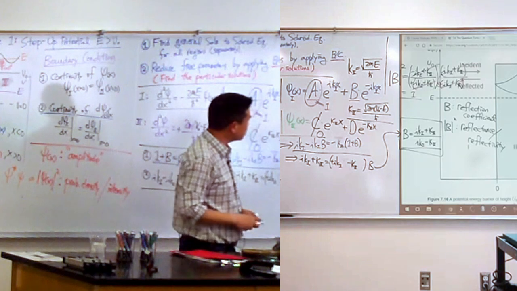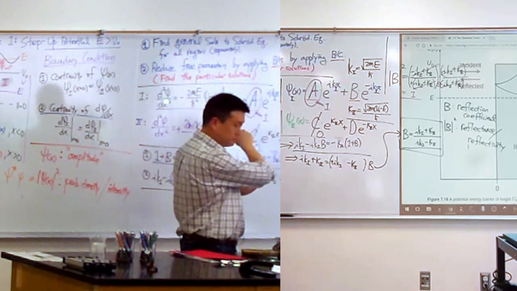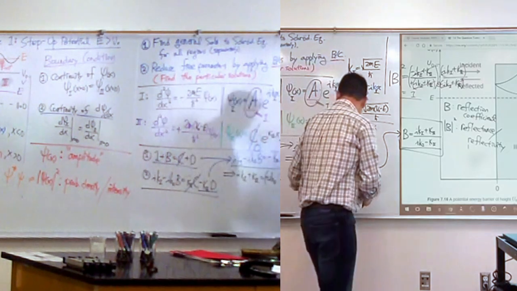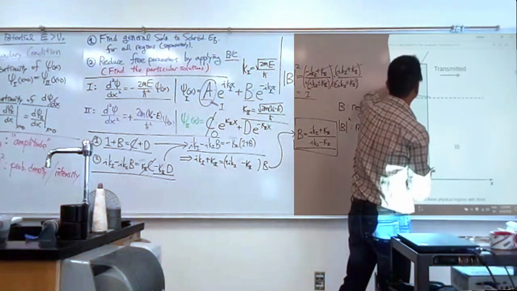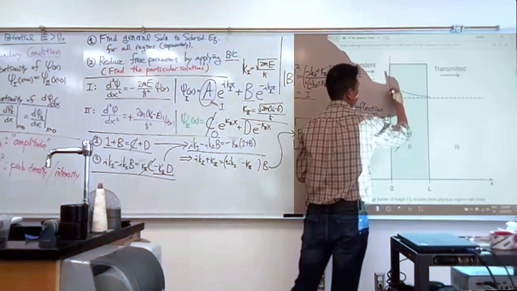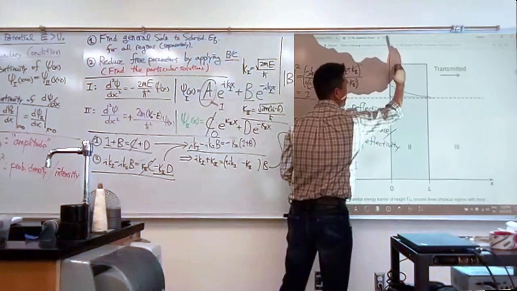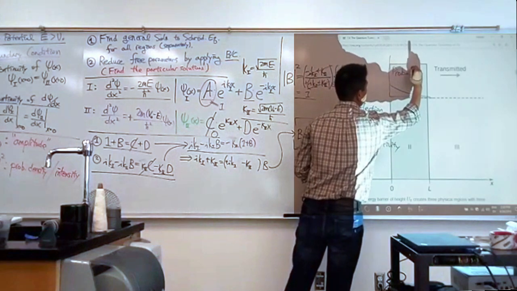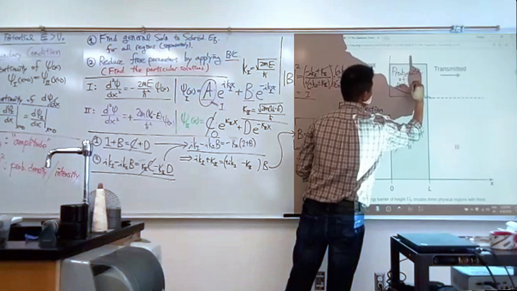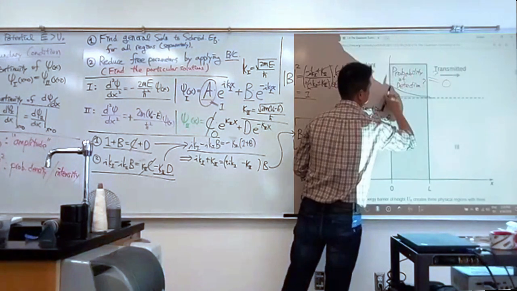So let me ask you this question. The fact that particles coming in have 100% chance of reflecting, is there any probability, any chance for the particle to be found within this barrier region? What would you say is the probability of detecting the particle? Would you say that this is equal to 0 in this region here?